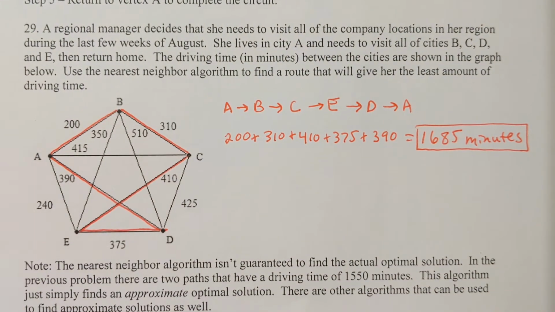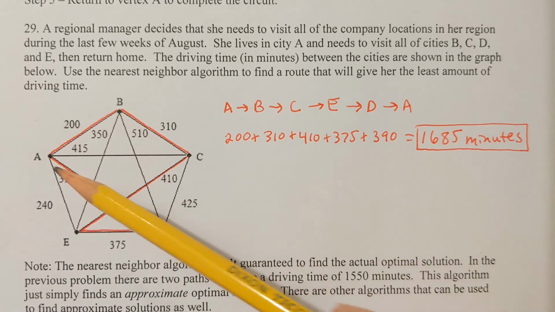As an example, problem 29. A regional manager decides that she needs to visit all of the company locations in her region during the last few weeks in August. She lives in city A and she needs to visit cities B, C, D, and E, and then return home. The driving time, which is in minutes, between the cities is shown below. Use the nearest neighbor algorithm to find a route that will give her the least amount of driving time.